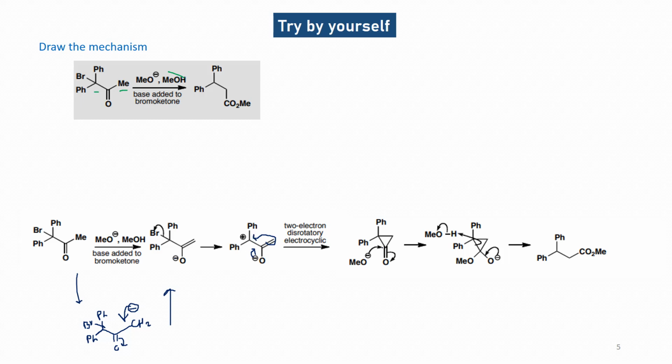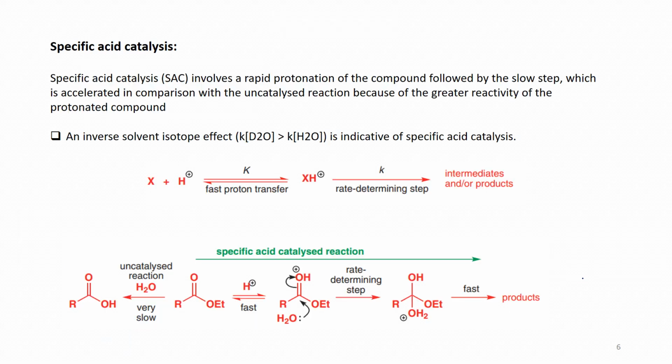From this type of cyclopropanone ring, the external nucleophile again comes and attacks this carbonyl center, and it opens up, and after that when it comes back, this ring gets broken and you get our desired product. Okay, I think it's clear.